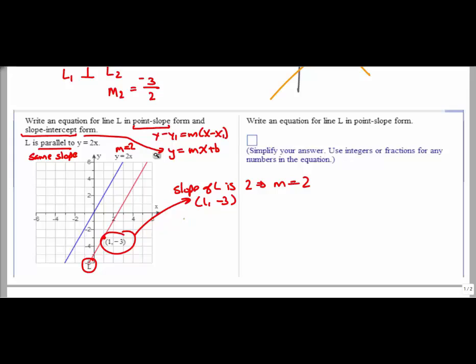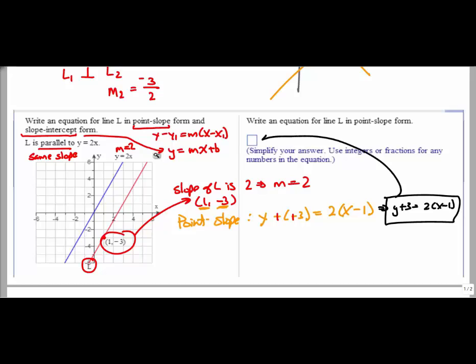So to get started, let's go ahead and do the point-slope form. So I'd have y minus negative 3, so y minus y1 is equal to m, which is my slope, times x minus x1, which is 1. Remember, we won't leave it like this. We'll get rid of the minus and negative. The two negatives make a positive. So this will be y plus 3 is equal to 2 times the quantity x minus 1. So that's what will go in this first one where it says point-slope form.